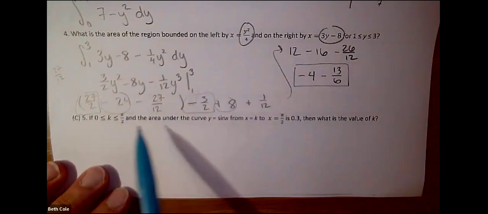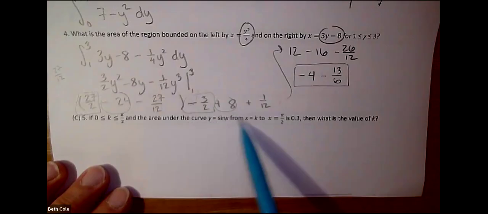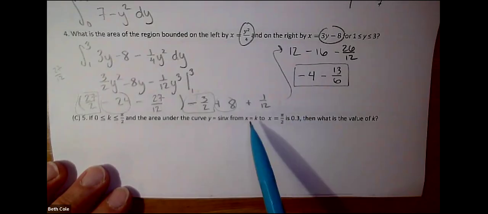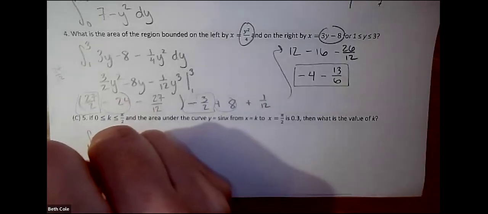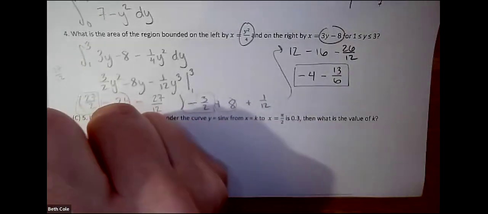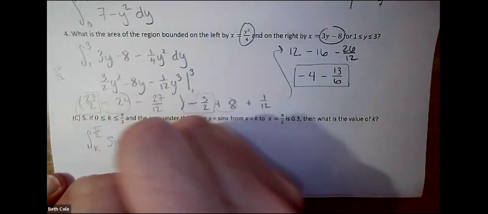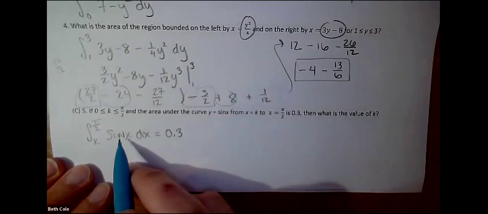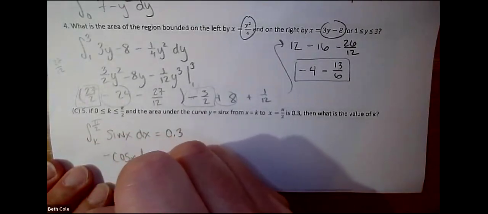K is between 0 and pi over 2. Area under the curve, sine of x from K to pi over 2 is 0.3. So they're giving the answer for the area and asking what one of the boundaries is. So we want to go from K to pi over 2, area under sine of x, and they're saying that is 0.3. So antiderivative of sine is negative cosine.